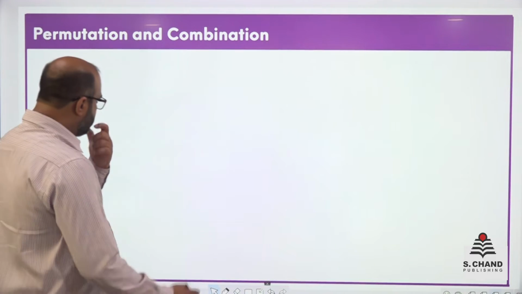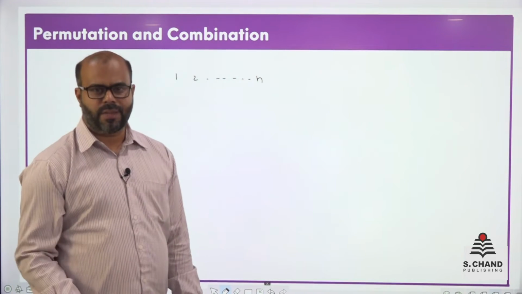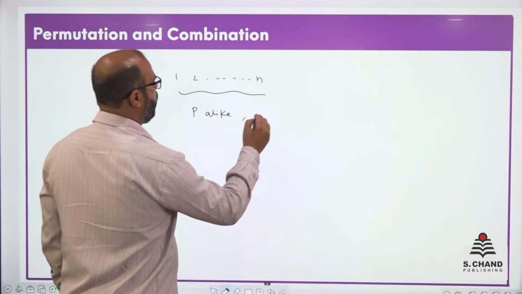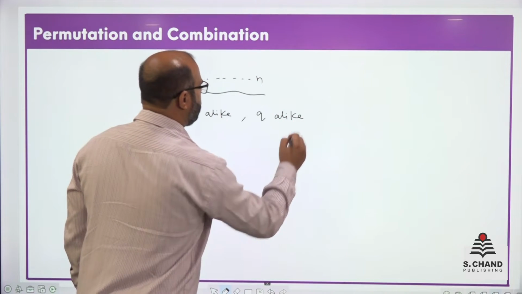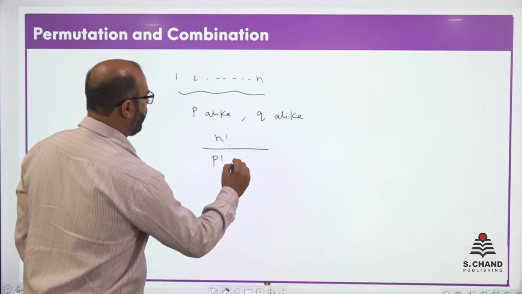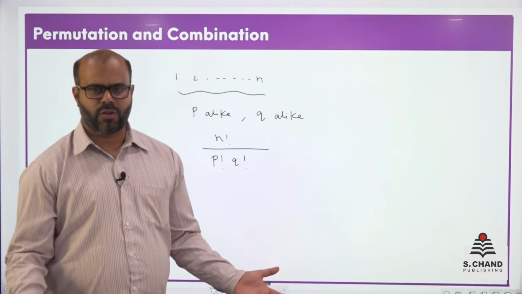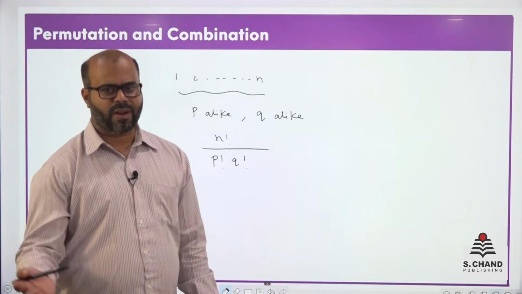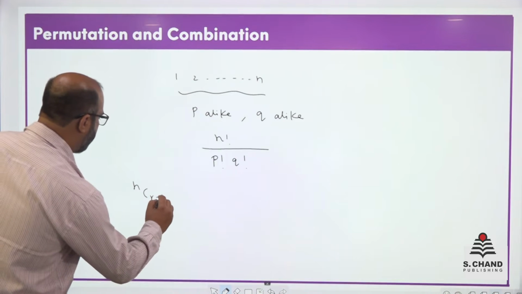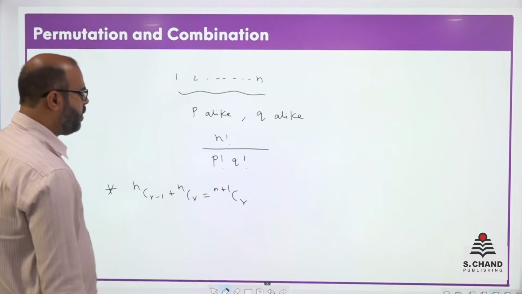Now suppose we have n objects, and out of those n objects, p objects are alike and q objects are of a different type and are also alike. Then the number of ways to arrange them is n factorial upon p factorial into q factorial. Similarly, if we have n objects and all are distinct, then it is simply n factorial, because nPn is n factorial. Some of the basic formulas which we know: nCr minus 1 plus nCr is equal to n plus 1 Cr. It is also a very important formula which we may use.